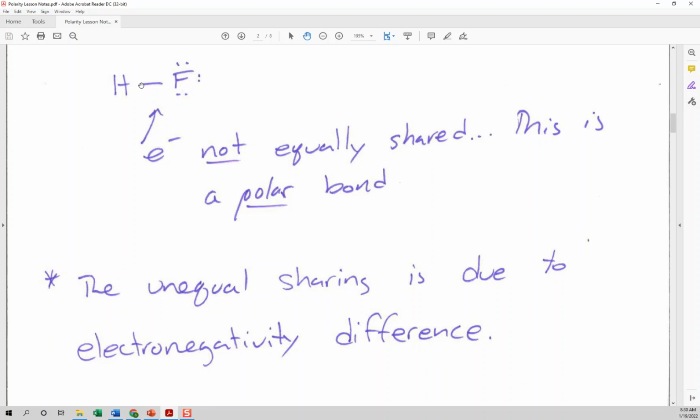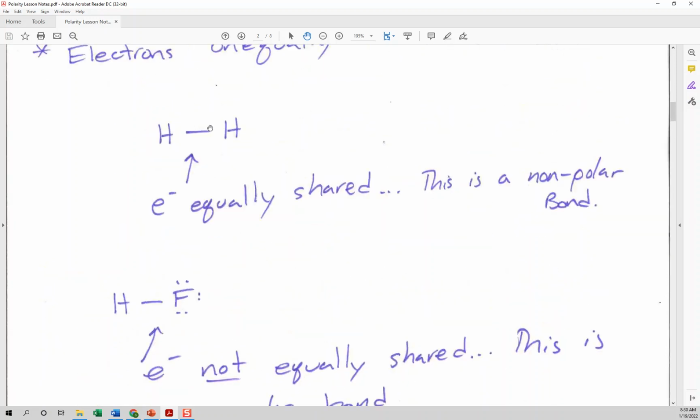So what makes a bond polar? When the bond has oppositely charged sides. So in this bond, this side of the bond's negative, this side of the bond's positive. That's a polar bond. This is a nonpolar bond because they're equally sharing electrons. So there is no negative side and there is no positive side, so it's nonpolar.